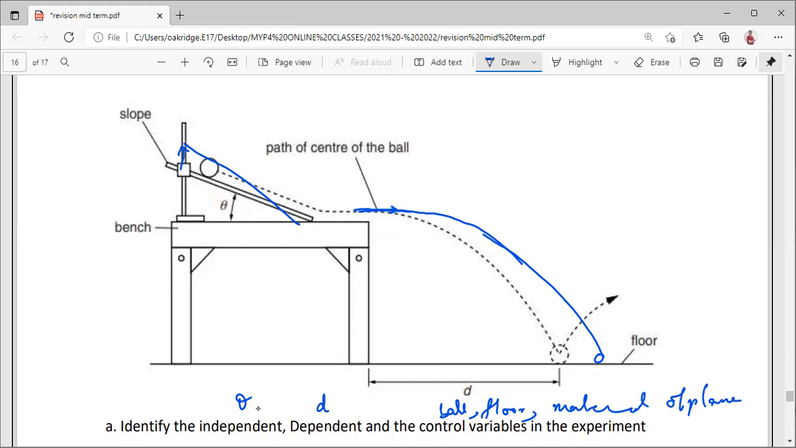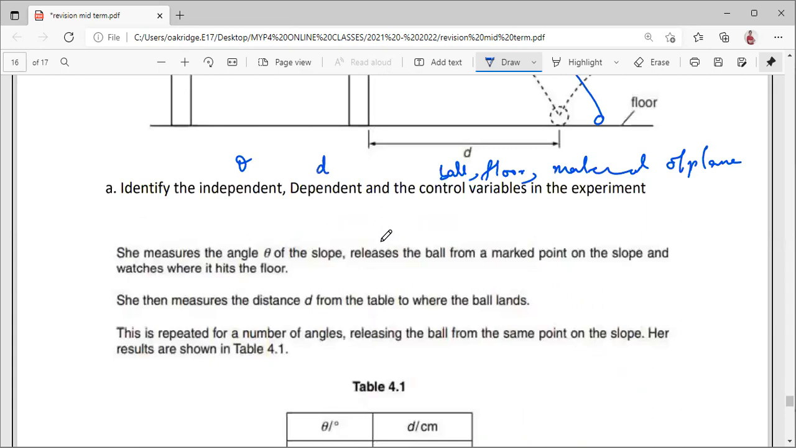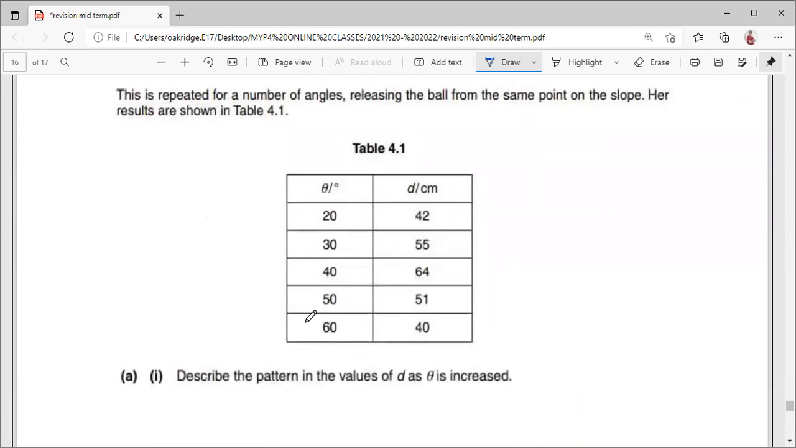Okay, all these are seen to be control variables. Then she measures the angle theta of the slope, this releases the ball from the marked point on the slope. She then measures the distance d. This is repeated for a number of angles. See, that's what I have said. So systematically it has been varied.